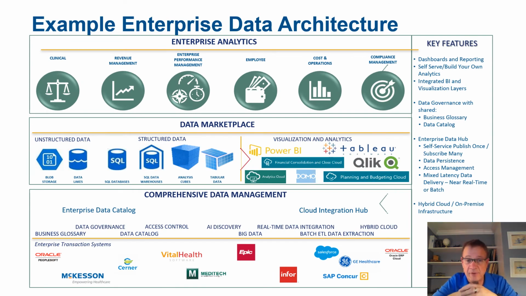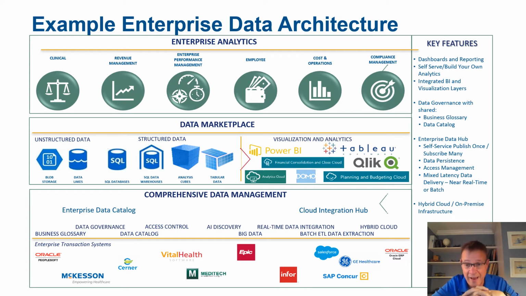So here's an example of a data architecture that is often used. This will make sense when we get into the next portions of this, but you have multiple levels. You have enterprise analytics, and you have a data marketplace dealing with structured and unstructured data. You have data management pieces which put it all together, such as catalogs and integration hubs.